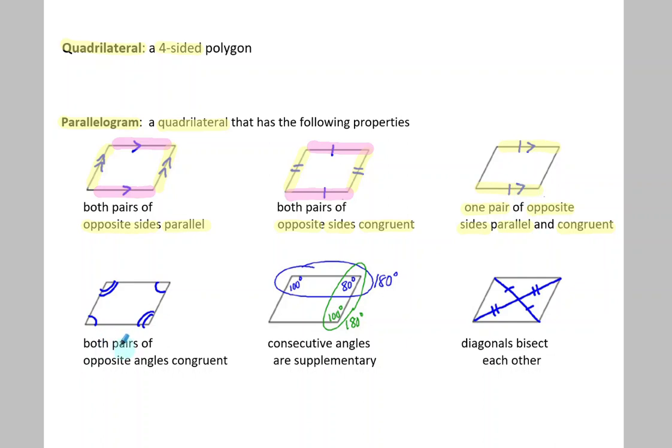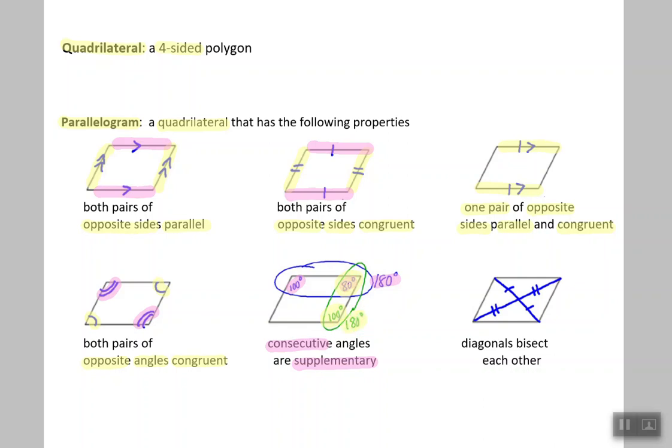Also, both pairs of opposite angles are congruent. This angle and across from it, this angle are congruent, and this angle and across from it, this angle are congruent. Also, consecutive angles, those are the angles next to each other, are supplementary. So see how this angle that is obtuse, perhaps it's 100 degrees, and this angle that's acute, perhaps it's 80 degrees. Those must add up to 180 degrees. Any consecutive angles, meaning next to each other, have to add up to 180 degrees.